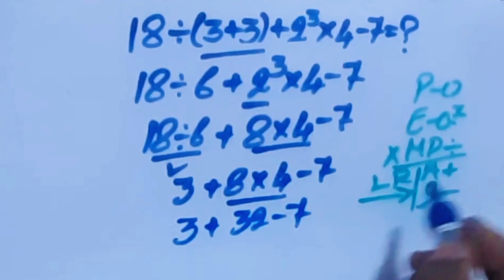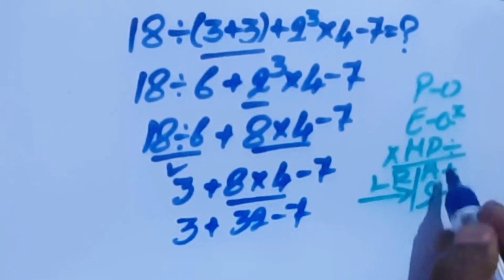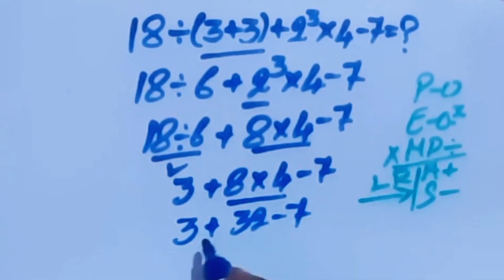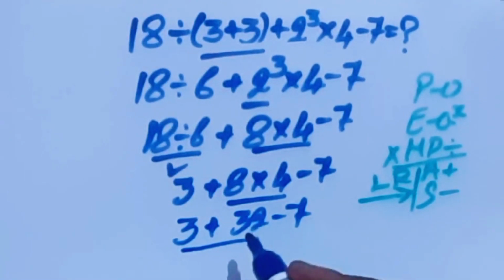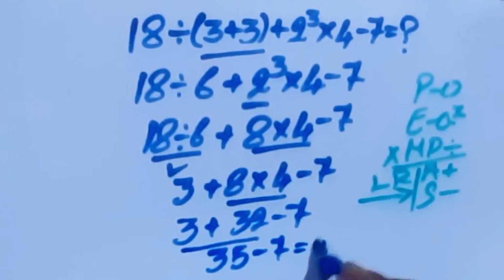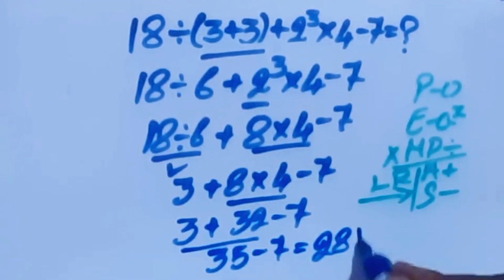Here we have addition and subtraction. Here addition and subtraction are both equal priority. For this equal priority, we have introduced this left to right rule. Here left to right is 3 plus 32. 3 plus 32 is 35 minus 7. Here 35 minus 7 is 28, which is the right answer.